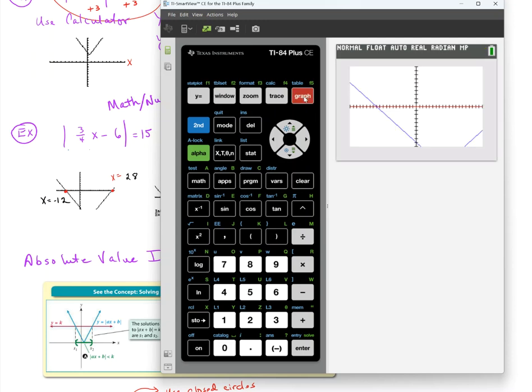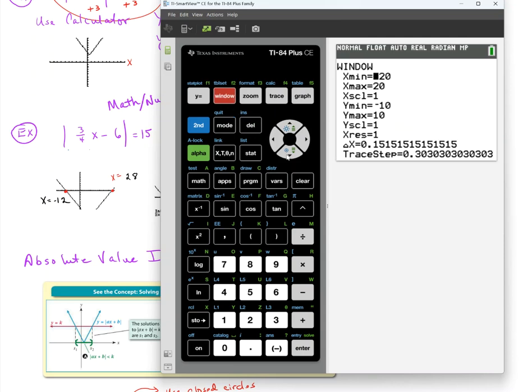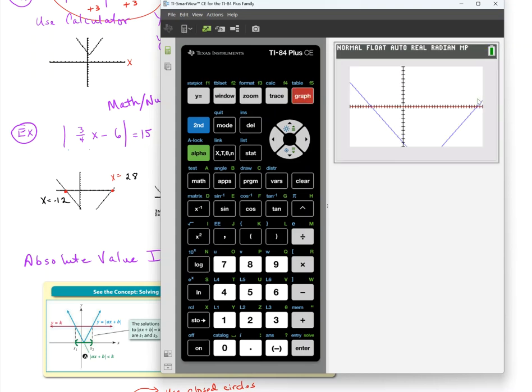I would hit graph. So I've got this side. I still can't see this side. So we go back in and change the x-max to 30. You have to figure that out. It's like trial and error. So we do graph. So now I can see those.